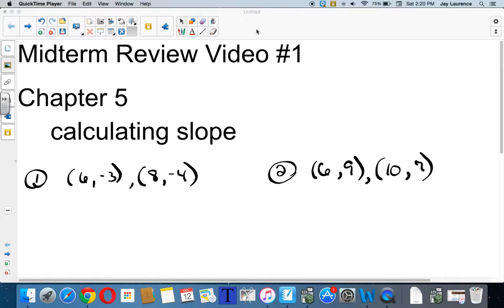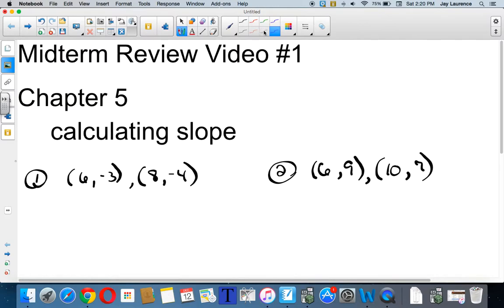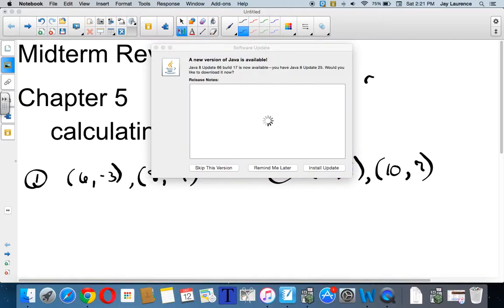Remember, the formula to calculate slope would be m equals, m stands for slope, the second y minus the first y, over the second x minus the first x. We also call that the rise over run.